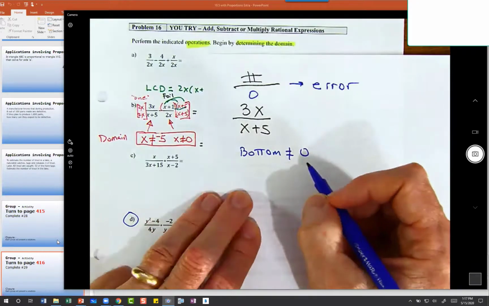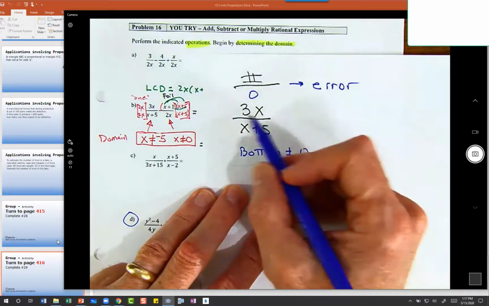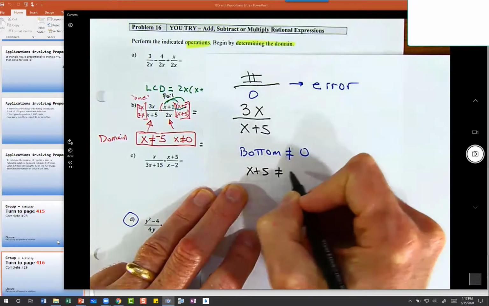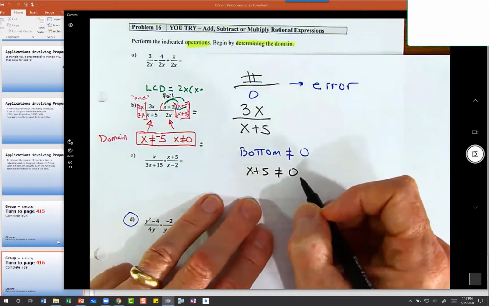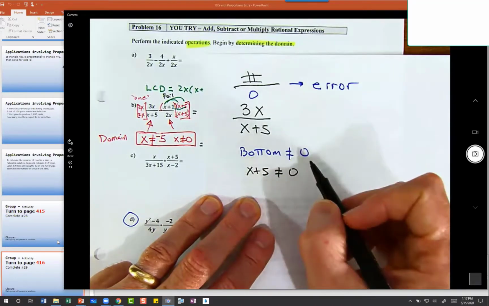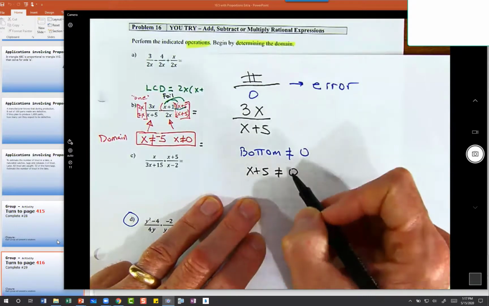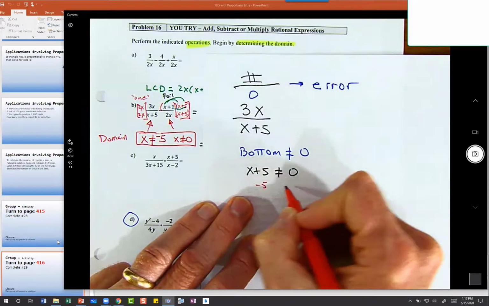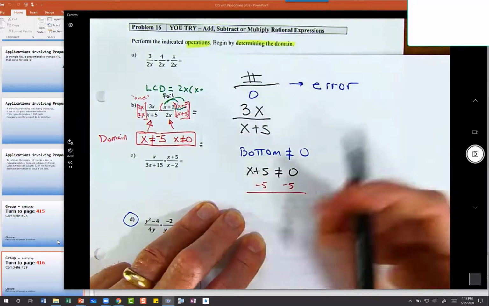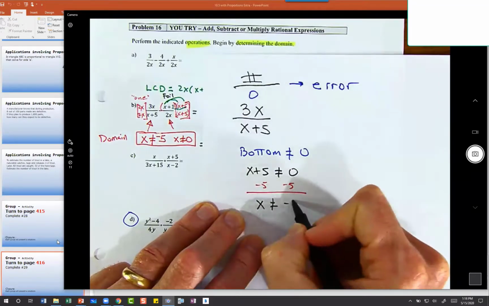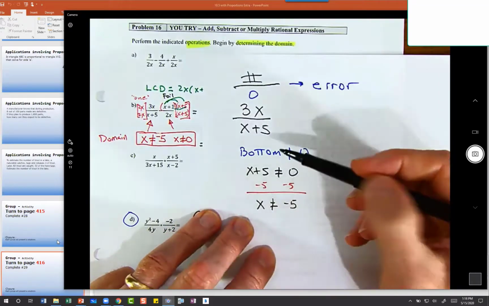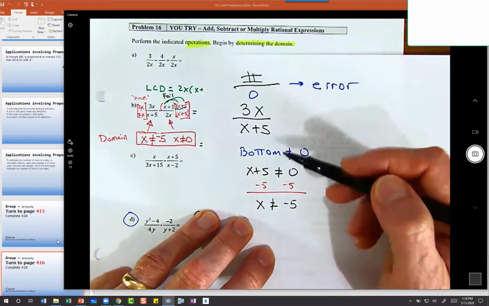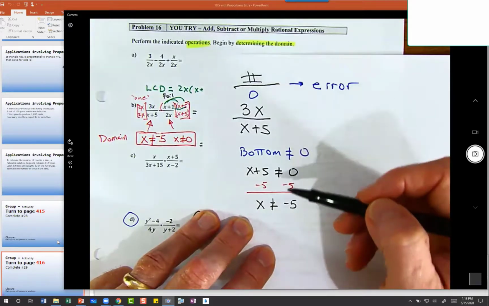So what we do, if we want to find the errors, is we take the bottom and we set it not equal to 0. The bottom will be bad if the bottom equals 0. So if x plus 5 equals 0, that's going to be bad. We don't want this. And then we just solve it. Okay, so I see why you got the -5. Yes. And so for some problems, not everybody can do this in their head. And so if it doesn't make sense to you, go ahead and solve it out step by step.